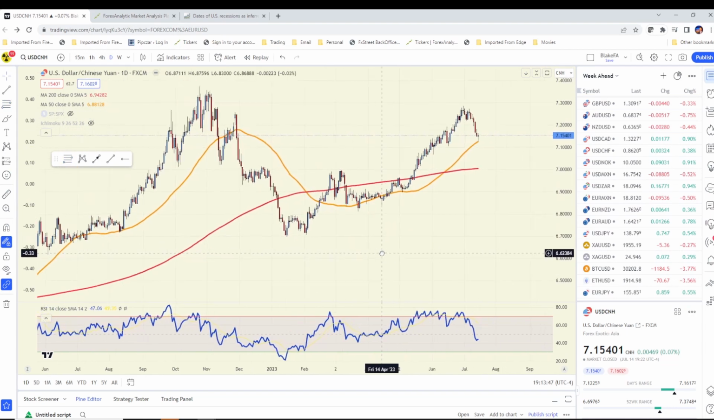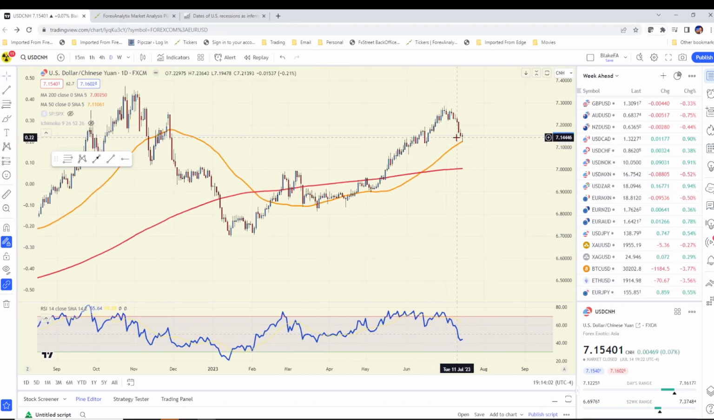Now, regarding the US dollar CNH, if the market really starts to come under pressure, you're going to see the US dollar CNH probably go higher. China is going to try to engineer a little bit of a weaker currency. So I'd be watching the US dollar CNH carefully, especially if we continue to hold this 50 DMA as support.